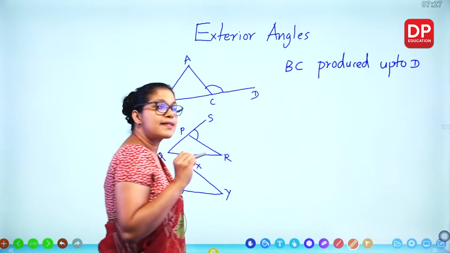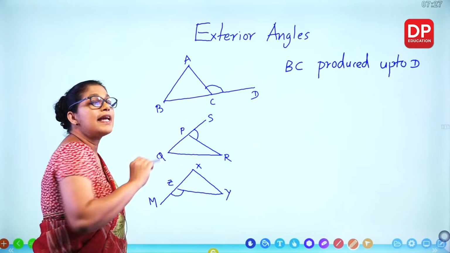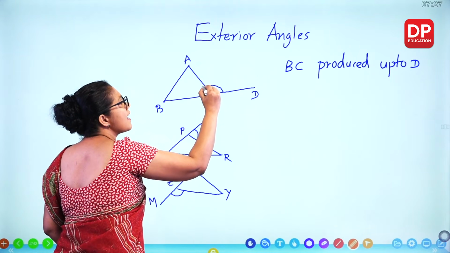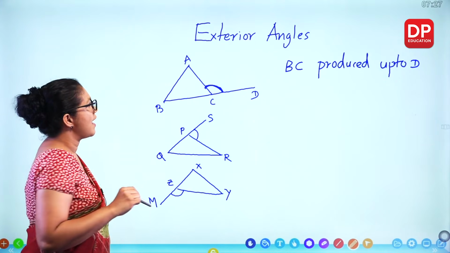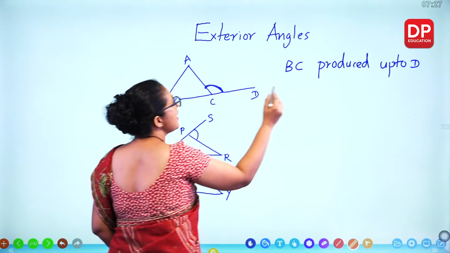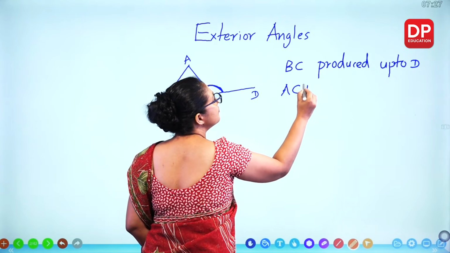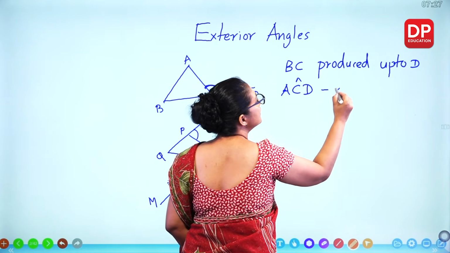So when we are extending a line, we get an exterior angle. So when you extend this line, this angle we call the exterior angle of a triangle. So here I can write ACD is the exterior angle.